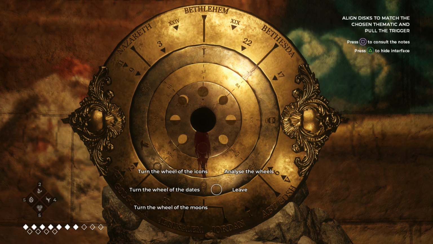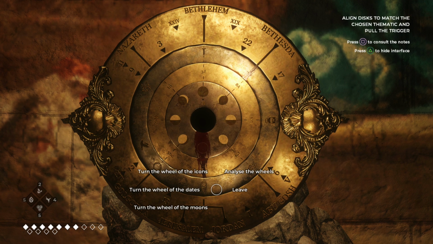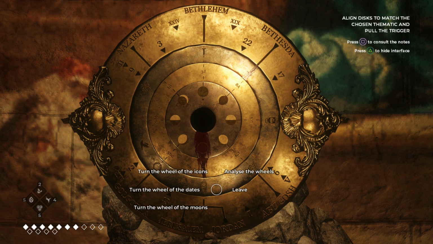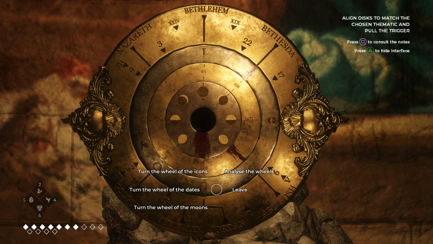Wait, what dates do we have in here? 29S? Nope. 26th of March? Yes, we have. We have 26th March. What else do we have? 8th of April? We have that as well. We need to figure out some of these dates.